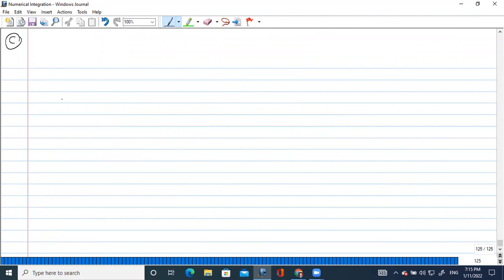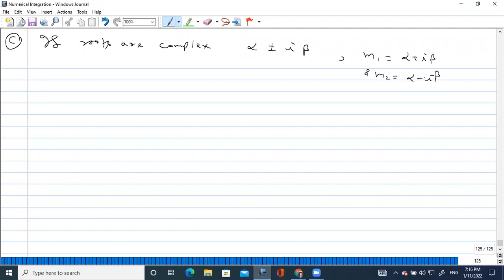Okay. Now third type. If roots are complex, so these complex roots I am taking as alpha plus minus i beta. So here m1 is alpha plus i beta and m2 is alpha minus i beta. Means roots are same, only plus minus is there. So alpha plus minus i beta, this kind of roots are there.